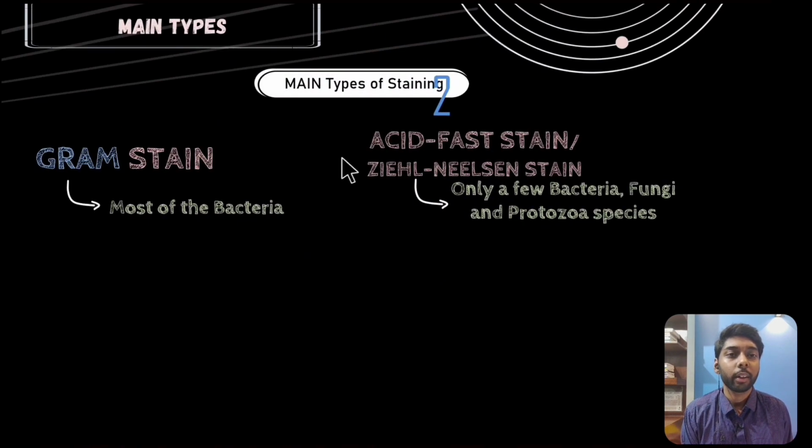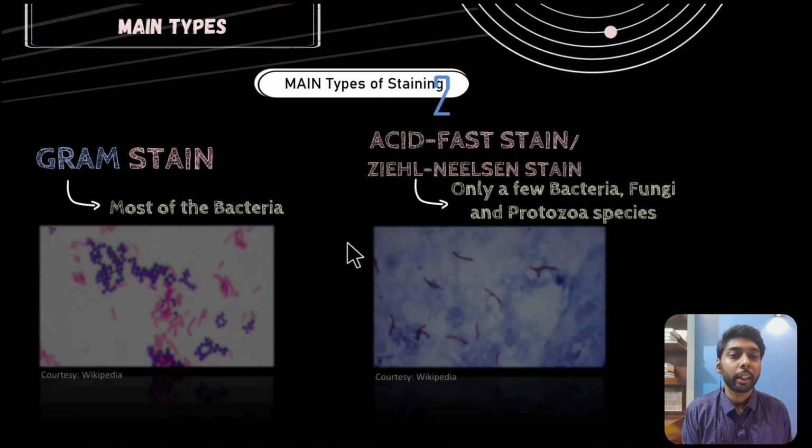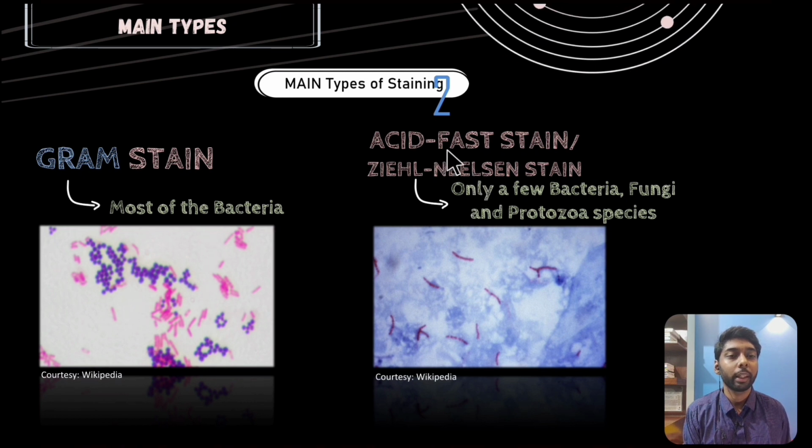So to review a little bit, there are two main types of staining. We have the gram stain and the acid-fast stain. As most of the bacteria take the gram stain, obviously, it's the most important stain we will know in microbiology. But in today's topic, the focus will be on acid-fast stain or Ziehl-Neelsen stain. Although only a few bacteria and fungi and some protozoans take up the stain, it's important we know about acid-fast in detail, because essentially Mycobacterium is the only genus of bacteria that take up the acid-fast stain.